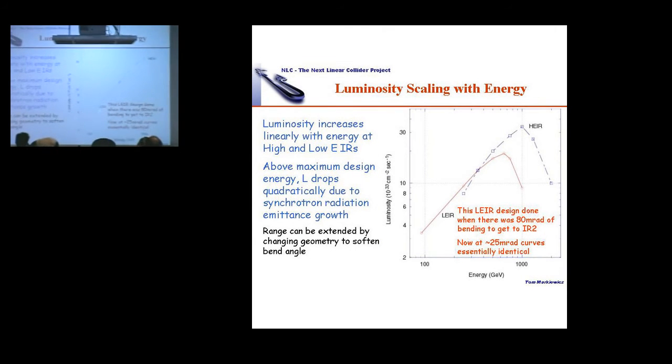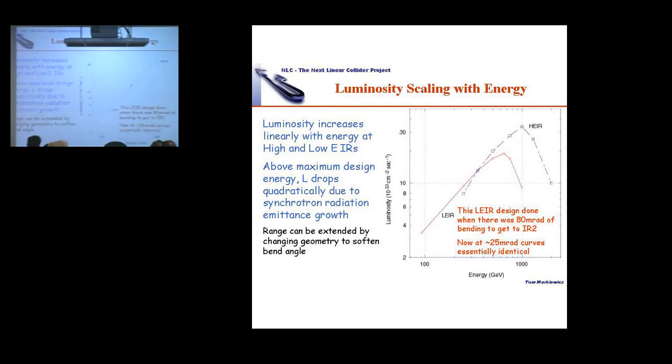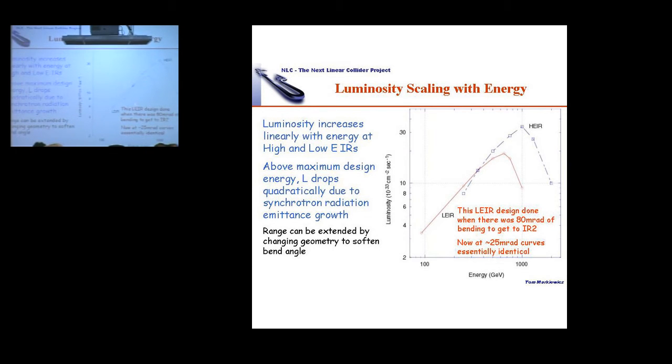This is an old plot. It was produced some number of months ago to look at the relative luminosity as a function of energy for the high-energy IR and low-energy IR of the NLC design. All I want to show is that this design at this time had a huge 80 milliradians of bending to get the beam to IR2. That's what caused that rapid fall-off at 500 GeV or so. At this point, the design has been changed such that even to IR2, the angles are sufficiently gentle, 25 milliradians and gently done, that these curves lie more or less on top of each other.